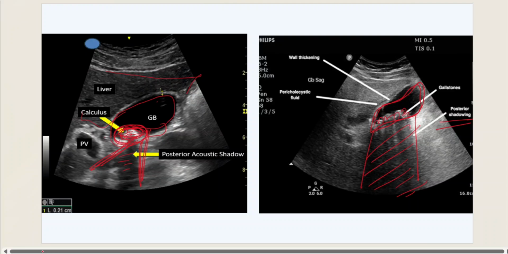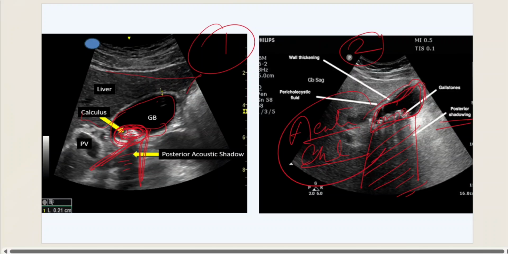And in the second picture, in diagram number 2, you can also see around the gallbladder there is some fluid collection. So that is pericholecystic fluid. It means GB wall is also thickened. It means it is a case of acute cholecystitis, not a case of simple cholelithiasis, but it is a case of acute inflammation of the GB. That is why we are getting pericholecystic fluid and thickened GB wall.